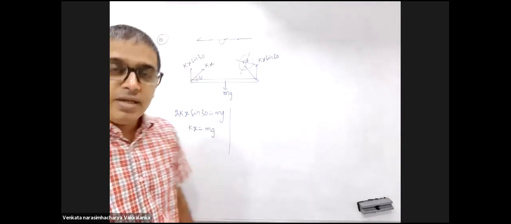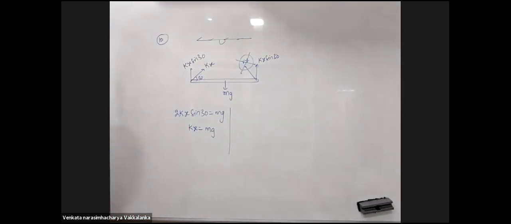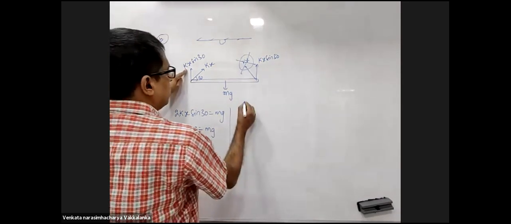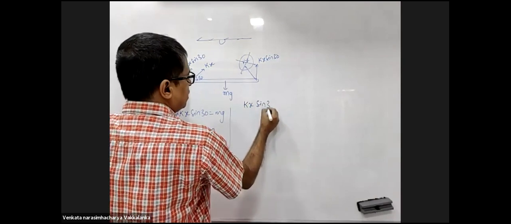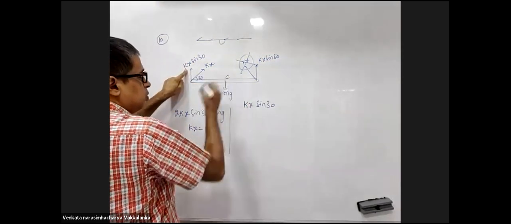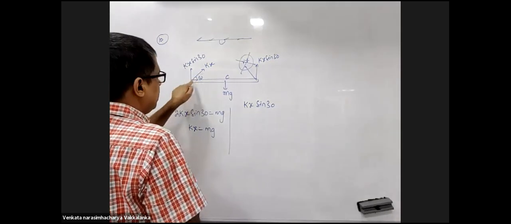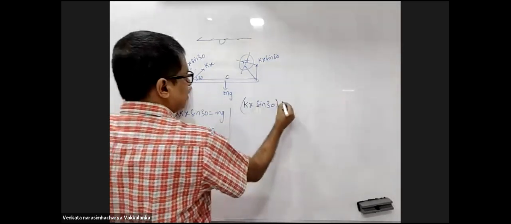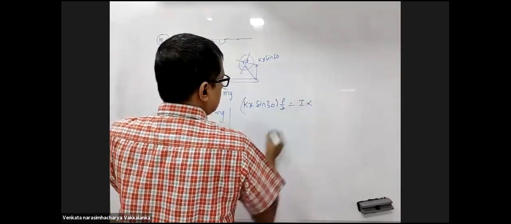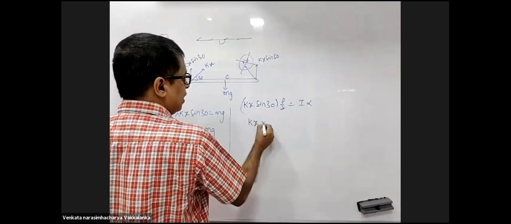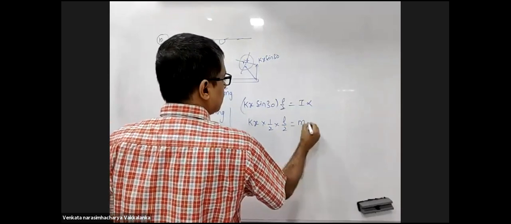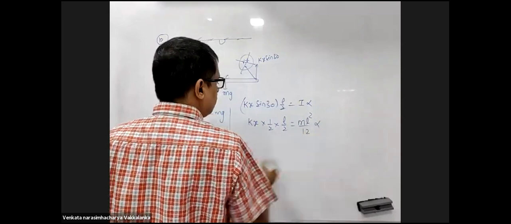Instantaneous change doesn't happen in a spring. We have dealt with that in detail in Newton's laws. Kx sine 30 alone will produce a torque about the center of mass. Kx cos 30 is passing through the center of mass. So kx sine 30 into L by 2 is I into alpha. Kx into 1 by 2 into L by 2 is equal to ml square by 12 into alpha.